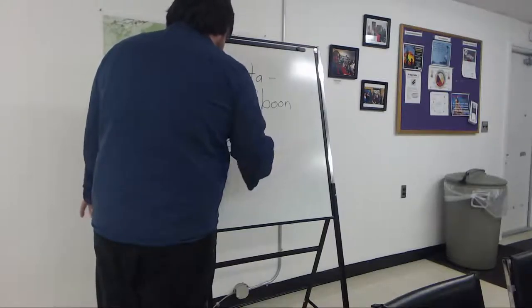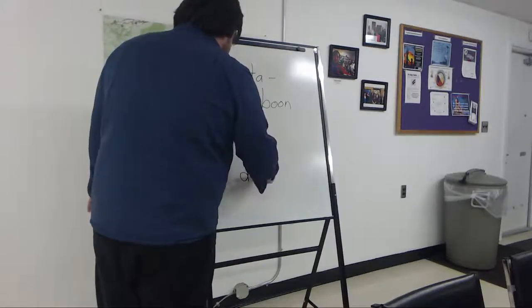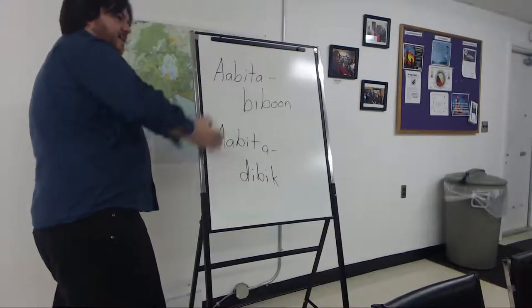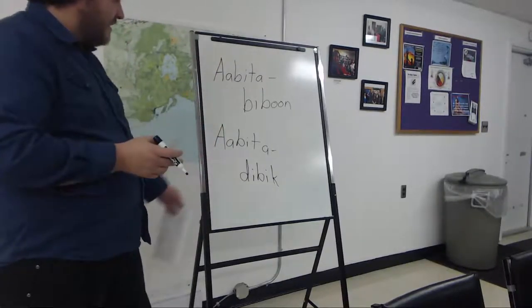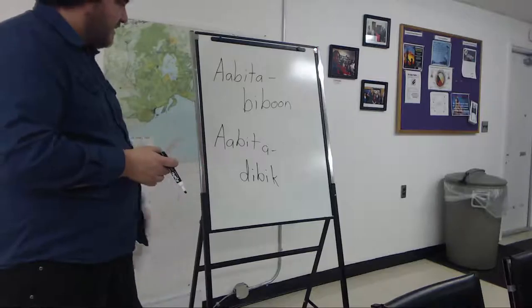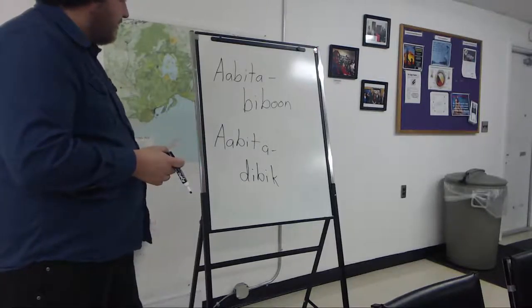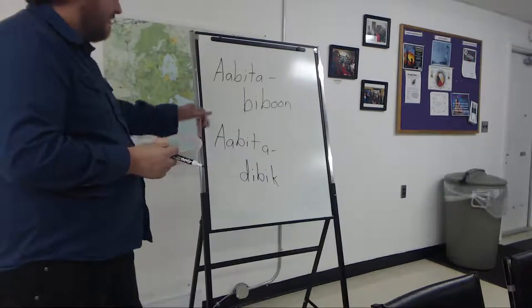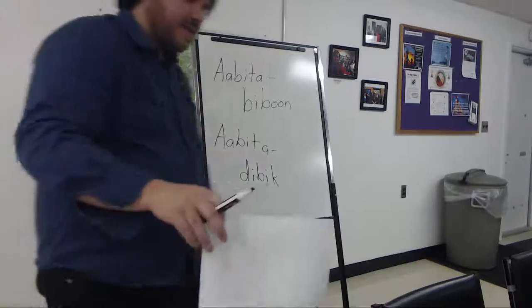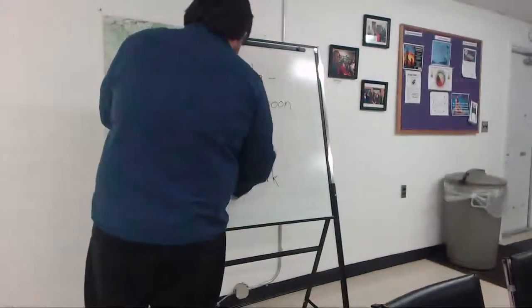If you're familiar with Abita, you could use it in a number of ways. Abita dibik is referring to midnight, like halfway through the night. So that's the word they use for midnight, Abita dibik. Abita biboon, midwinter. Midnight. Or sometimes if you're counting change, you could use Abita for half of something. It's just the word for half kind of thing, Abita.